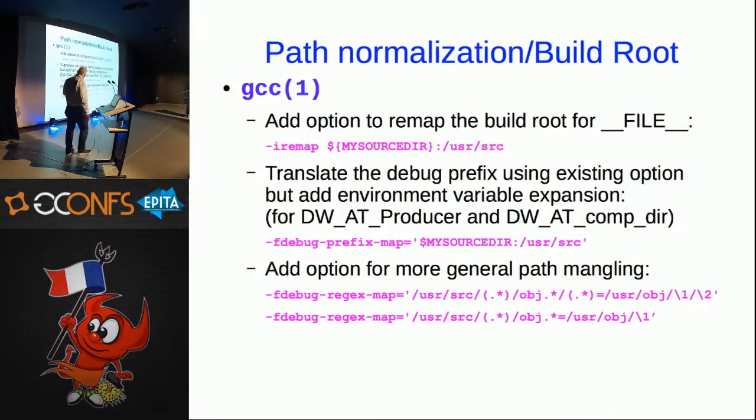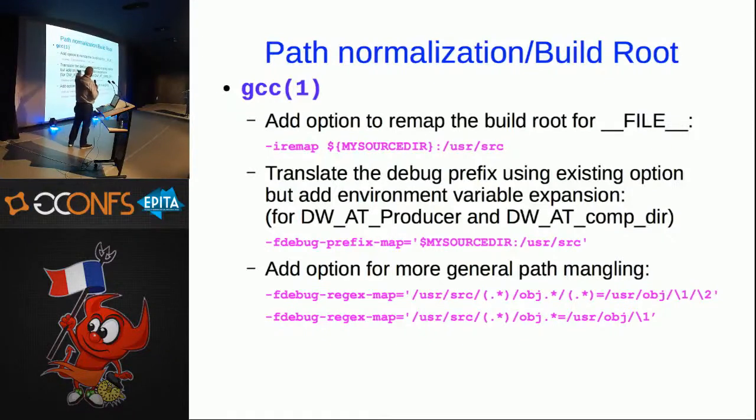By far the most complicated and painful one is GCC. And GCC has many, many different nuanced issues here. The first one is basically the expansion of __FILE__. And for that, you can use -iremap, which is a NetBSD extension. By the way, there are patches for these in the NetBSD bug website, but there is a controversy of how many or which one of these and how to do them exactly.